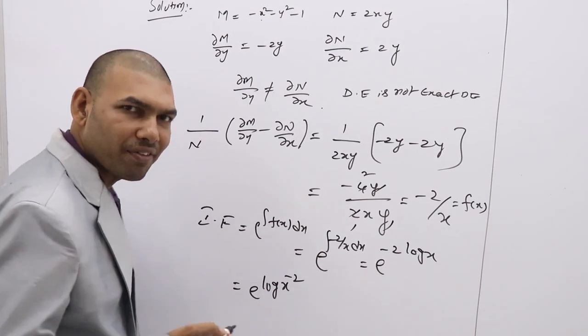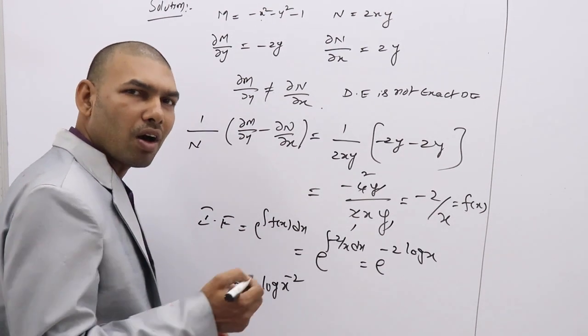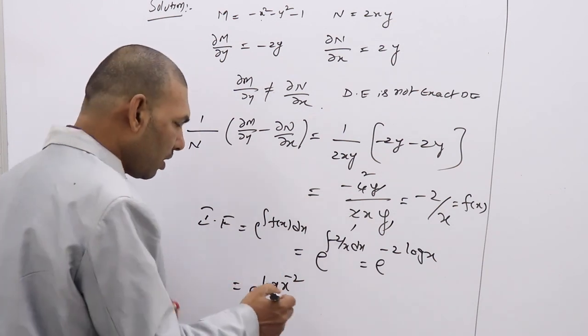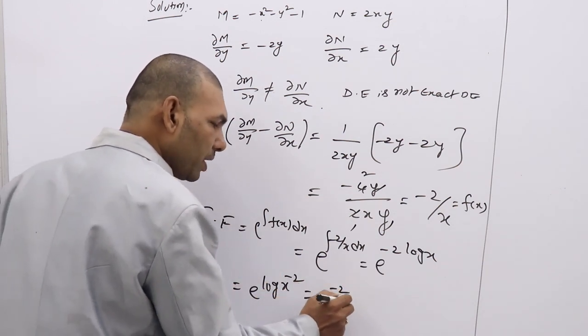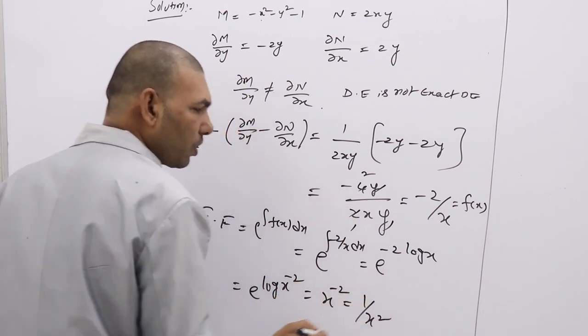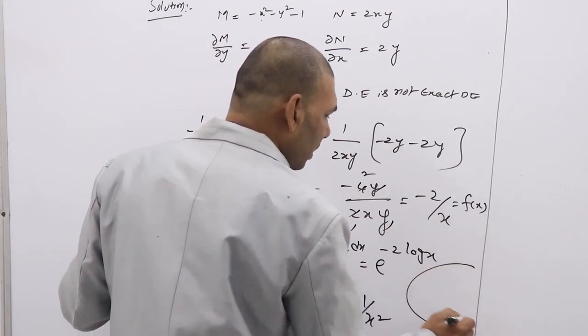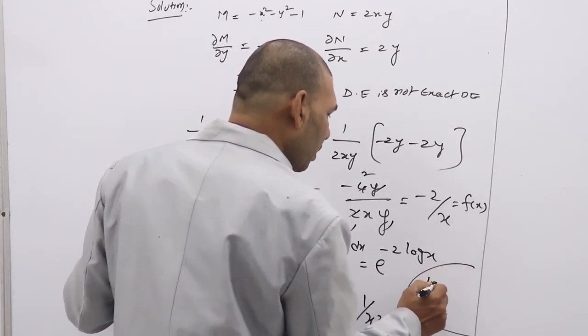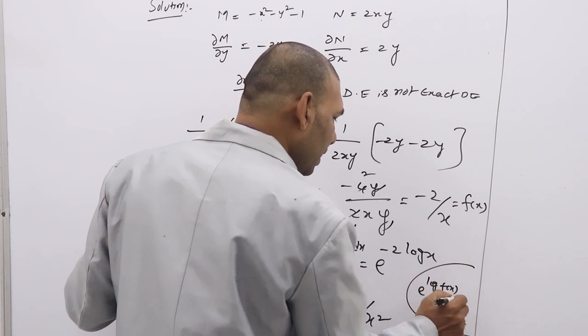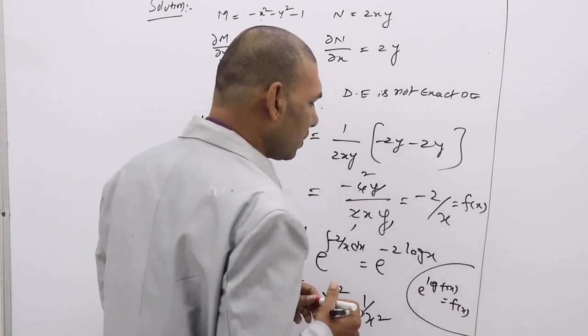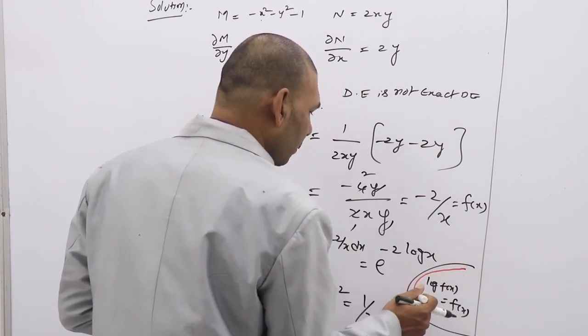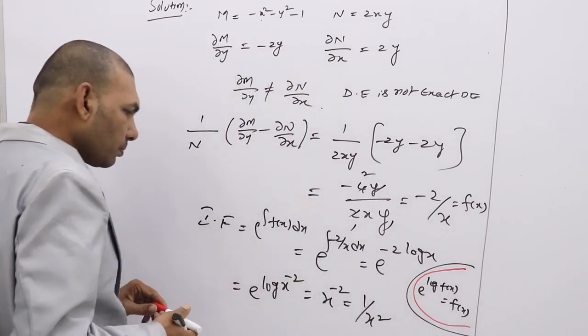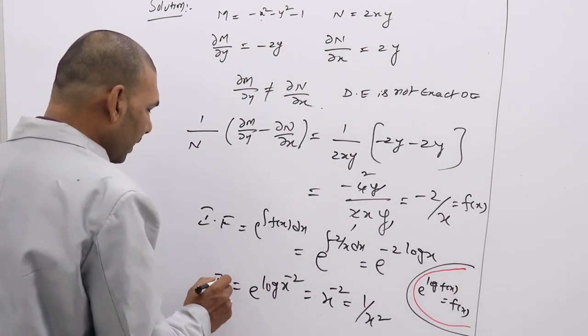This can be written as e power log x power minus 2, because e power log f of x is f of x. So x power minus 2 can be written as 1 by x square. Here we use e power log f of x is f of x. Using this, we got that one. So now the integrating factor is this one.